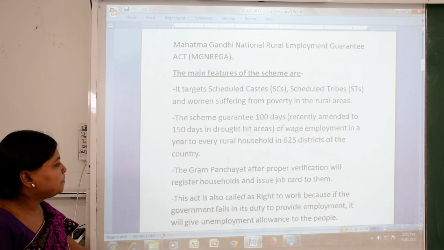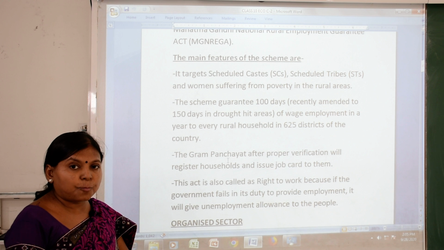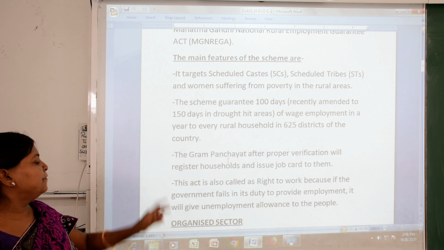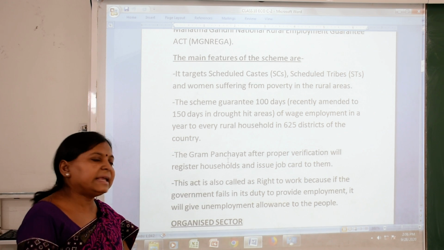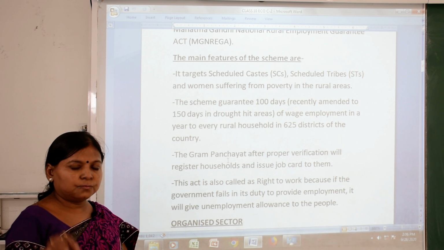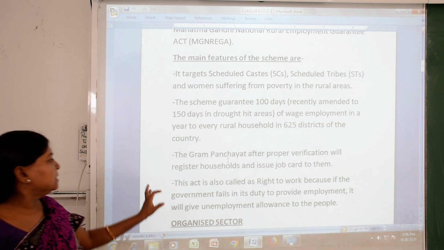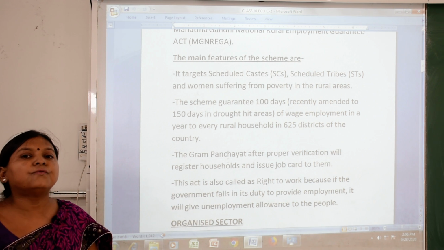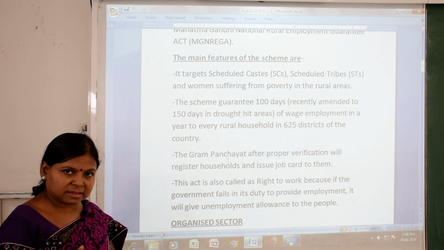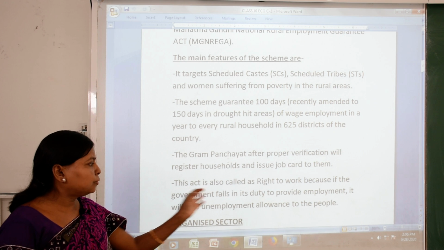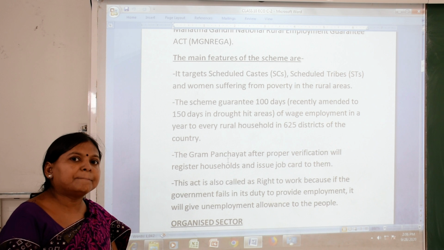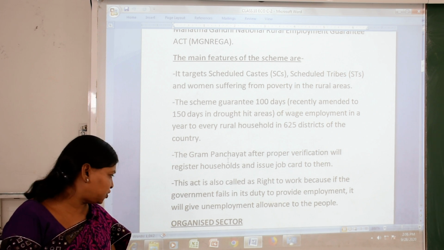Next, do you know who will take this responsibility? The Gram Panchayat, after proper verification, will register the household and they issue the job card to them. So the real person who is needed will get it. This act is also called right to work. Why is it called right to work? Because if the government fails in its duty to provide employment, so what? It will give unemployment allowance to the people. So they will get the money for it.